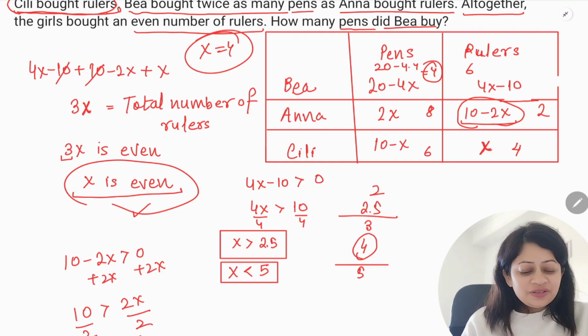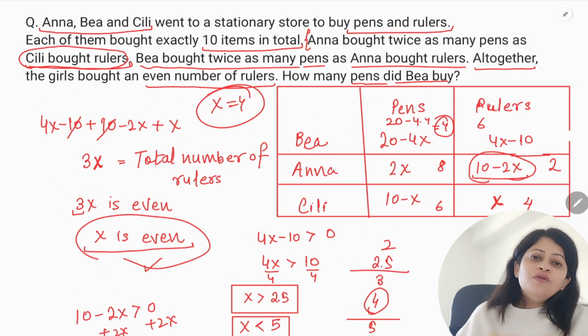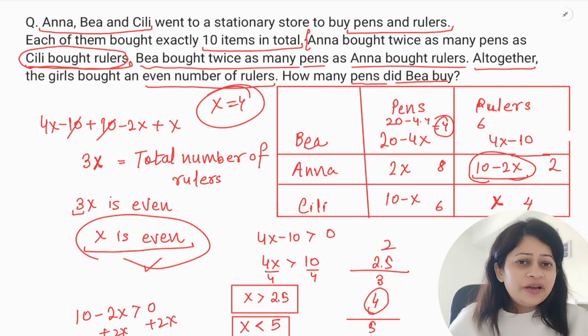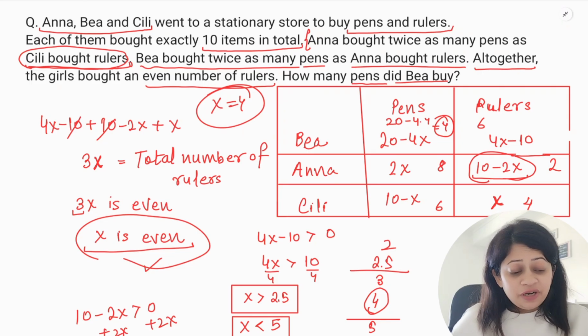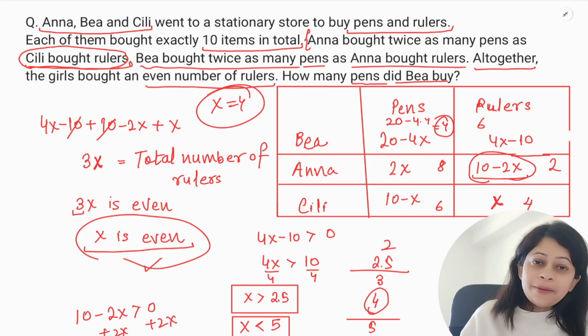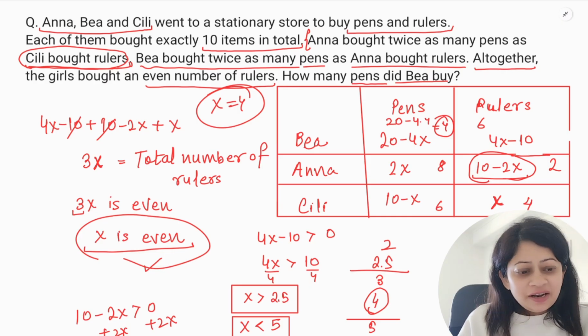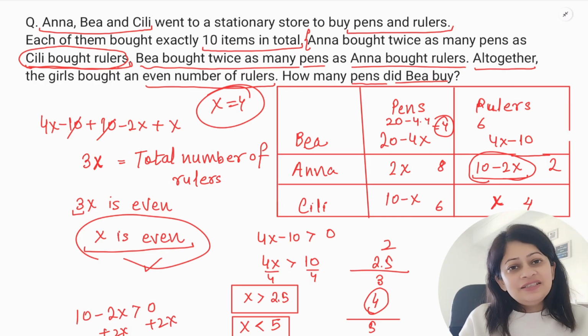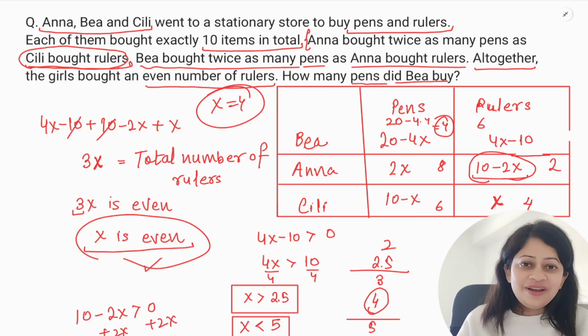So I hope you understood this. This question was a little bit hard, complicated, and it had a lot of information. But still, if we solve it slowly, step by step, then we can actually get all our answers, whatever is required, right?